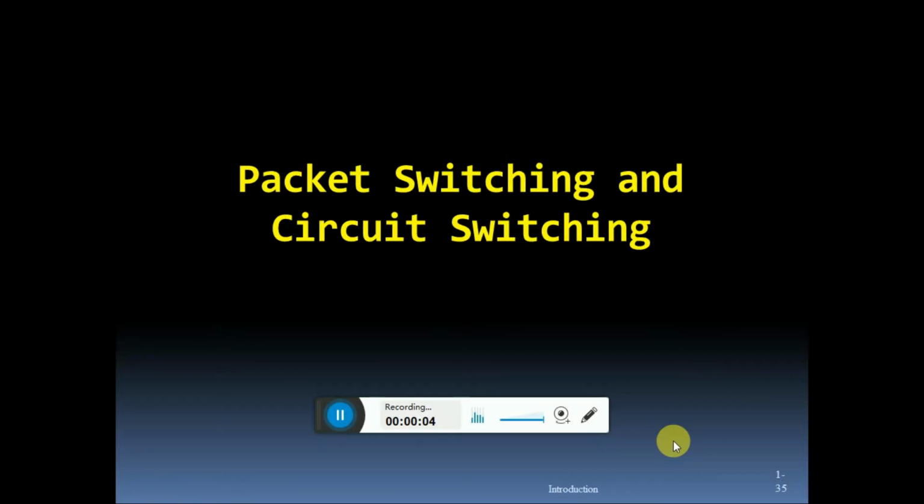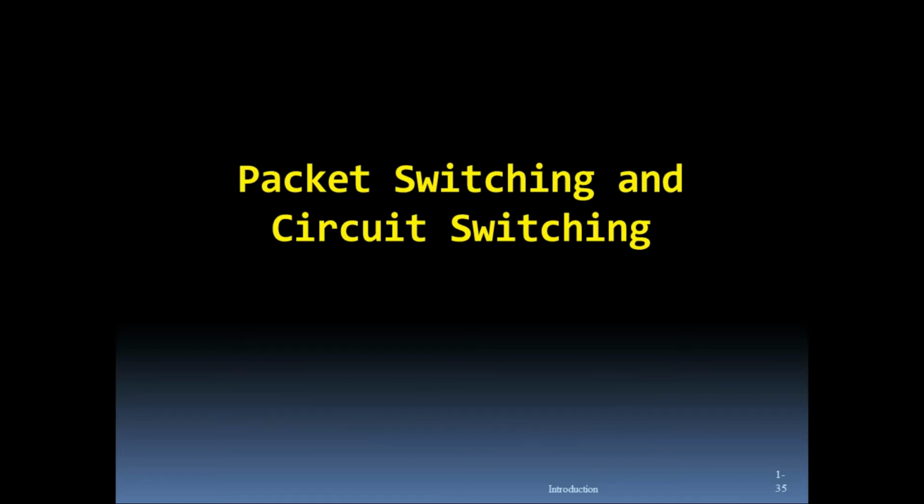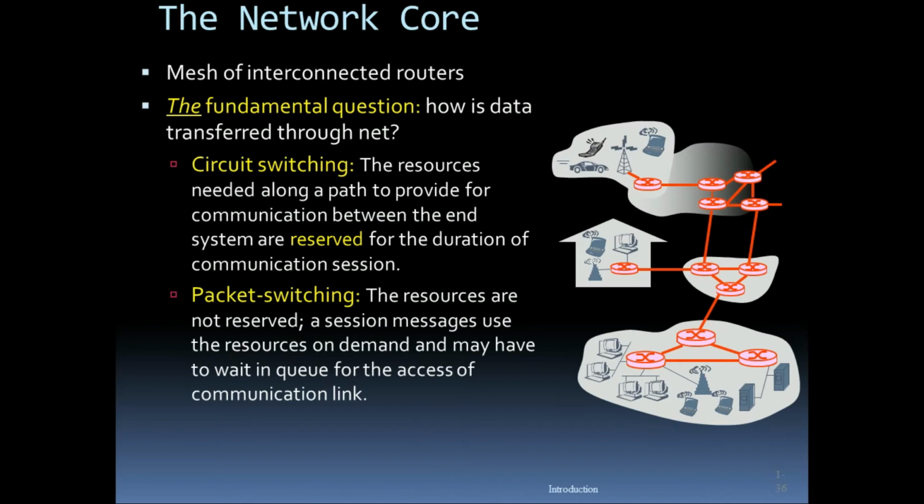We will find the differences between both of them and their formal definitions. So the network core is a mesh of interconnected routers. These all are routers. These are interconnected. So the fundamental question: how is data transferred through the network? How is data transferred between these networks?